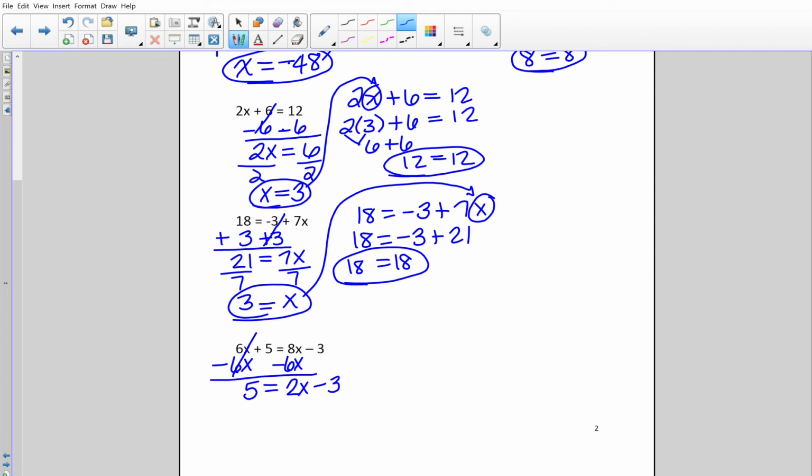Okay? So my next step would be to move this 3 over to the other side by using its opposite function. So I'm going to add 3 to both sides. This cancels. I have 2x. And over here, 5 plus 3 is going to give me 8.